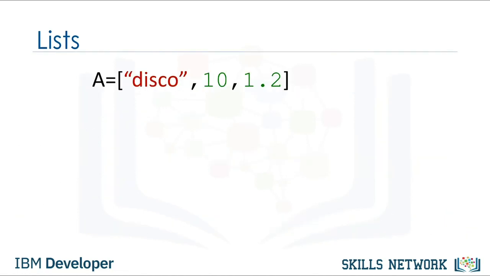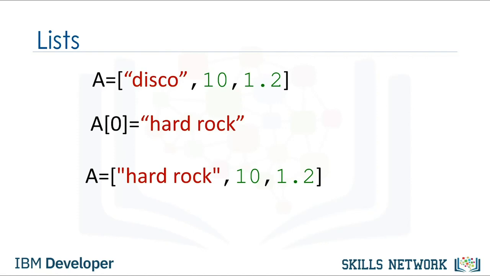As lists are mutable, we can change them. For example, we can change the first element as follows. The list now becomes hard rock, 10, 1.2.